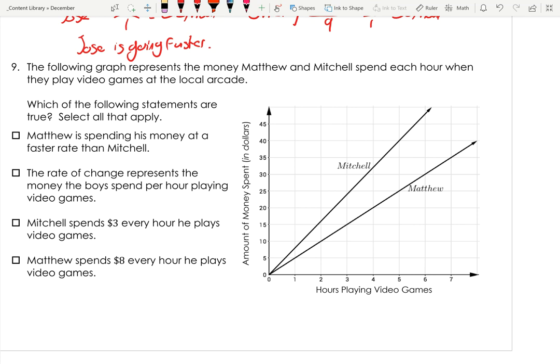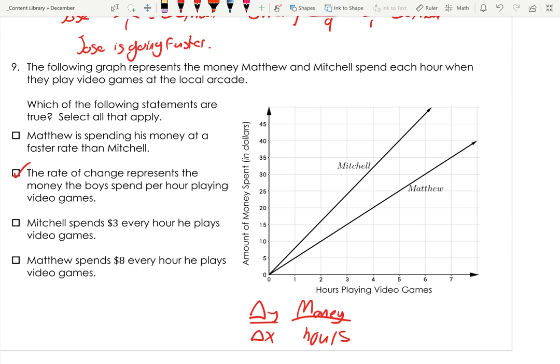The rate of change represents the money the boys spend per hour playing video games. So remember, rate of change is change in y over change in x. And our change in y is the amount of money, and our change in x is hours. So it's money per hour, essentially. And is that what this says? The rate of change represents the money spent per hour. This is correct. That's a true statement. It is the money spent per hour.